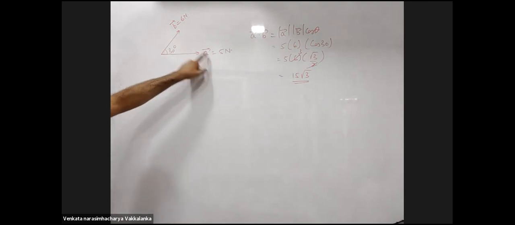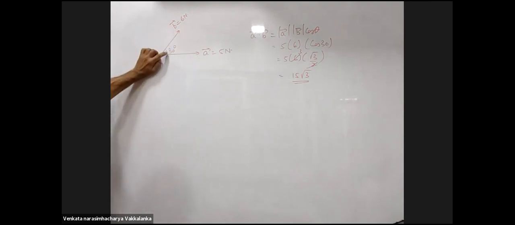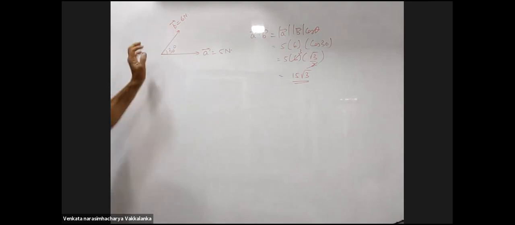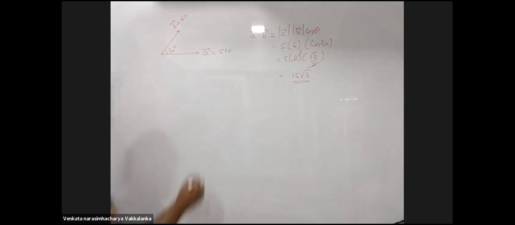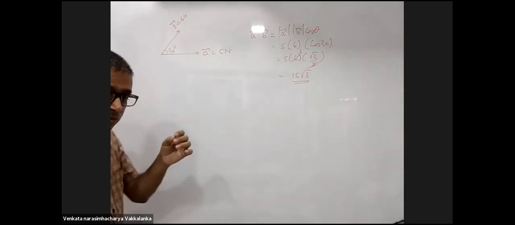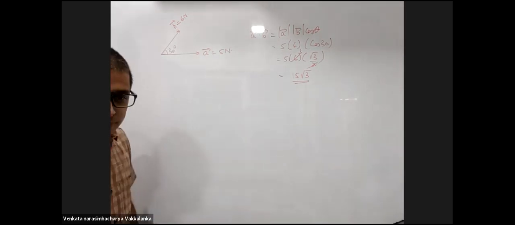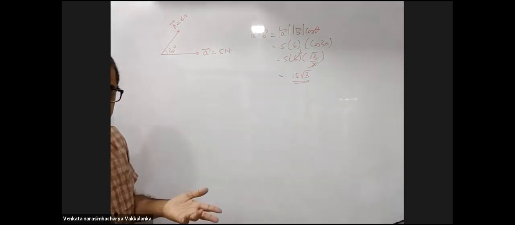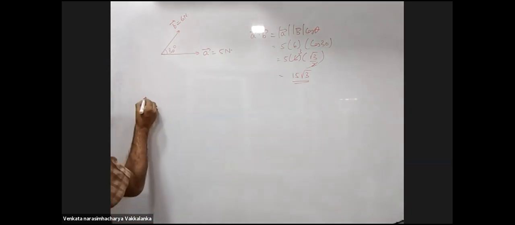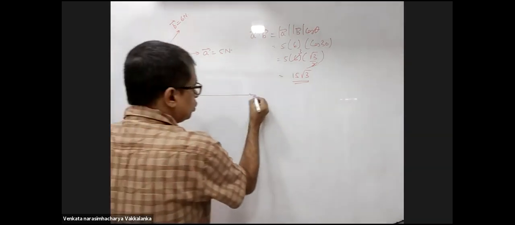They give you the value of A, the value of B, and the angle between them. It is the simplest thing that they can ask. Now, what will happen if they give me A and B in terms of I cap, J cap, K cap, as position vectors? Before I give you that example, you should know what I dot I is.